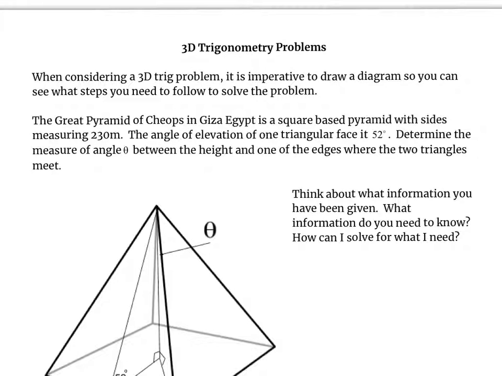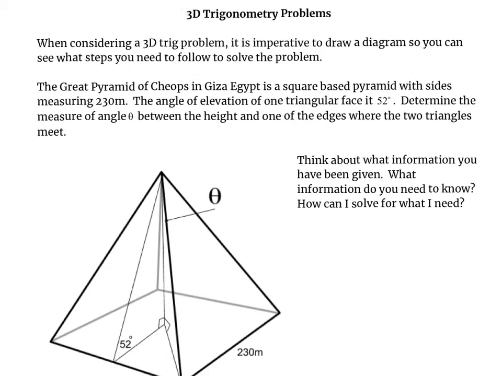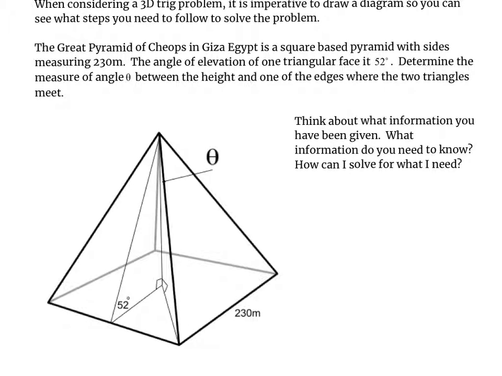So today we're going to talk about 3D trig problems. As it says on the page, when considering a 3D trig problem, you must draw a diagram because it's all about perspective and understanding what steps you need to follow to solve the problem. Because these are always going to be multi-step problems, you need to know where to start and then where to go. So the first example is the Great Pyramid of Cheops in Giza, Egypt.